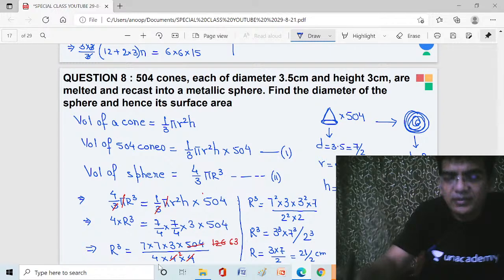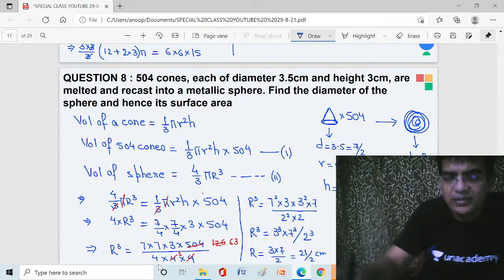Now let's see what can be reduced. First of all, 2 into 2, 4. It will be reducing this 4. 7 will reduce this 3 times. So what we are left with is 22 into 21 into 3. So it's 22 into 63.